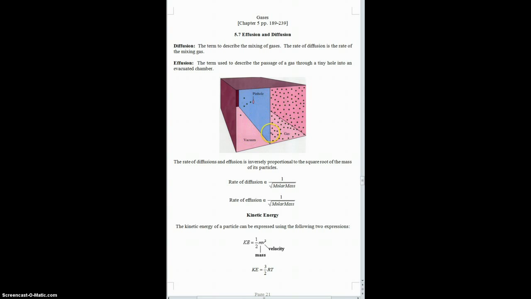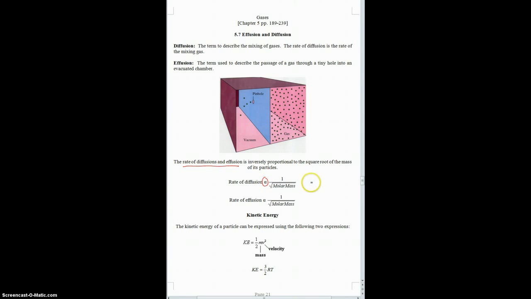So this image here is meant to represent that. If you have a gas, and each of these represents particles, and the gas is going through a hole into a vacuum, when we talk about the rate of effusion, that's what we mean: how quickly a gas is able to pass through a pinhole into an evacuated chamber. Both the rates of diffusion and effusion are inversely proportional to the square root of the mass of its particles, and this alpha symbol means is proportional to.